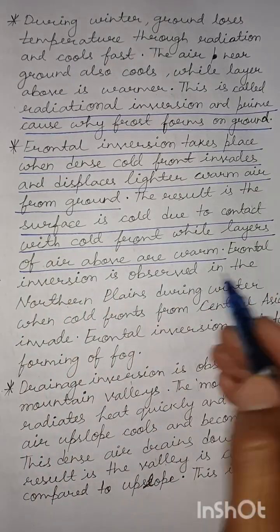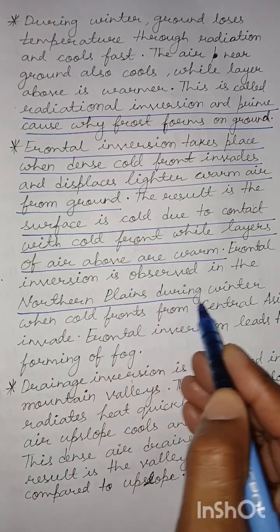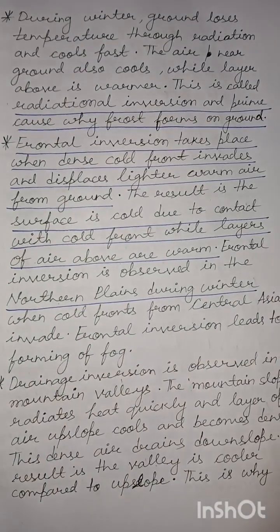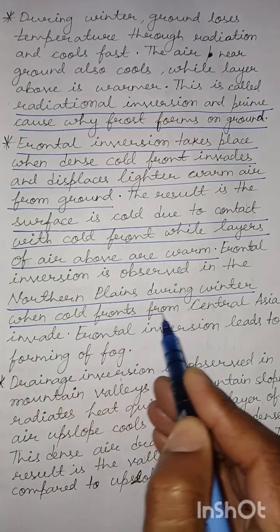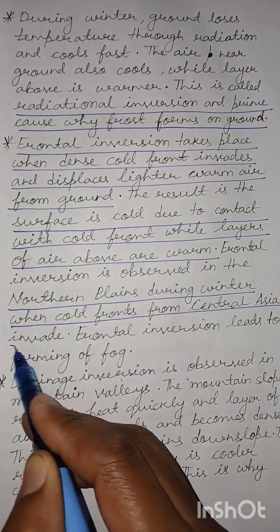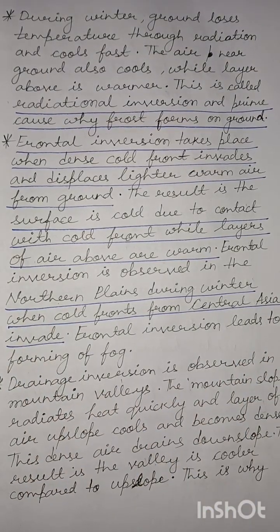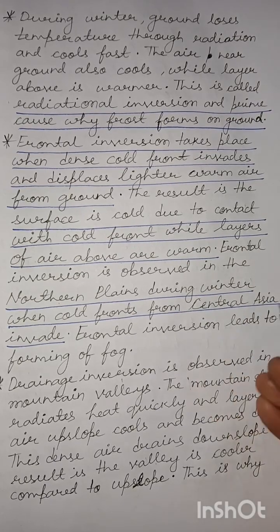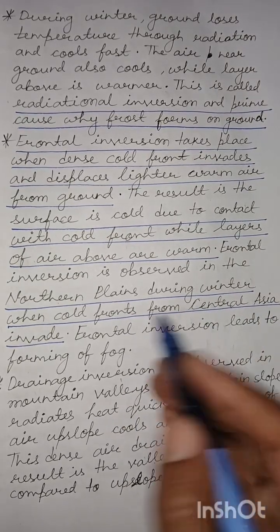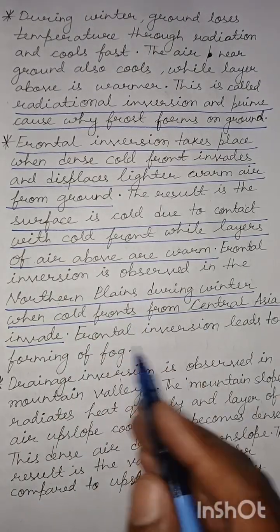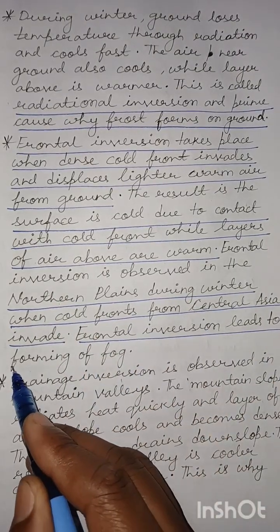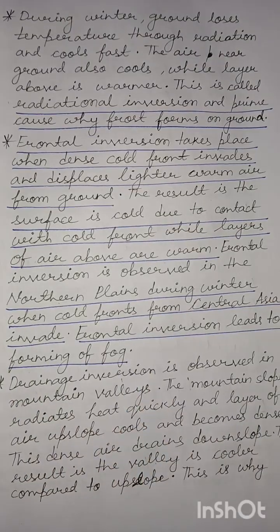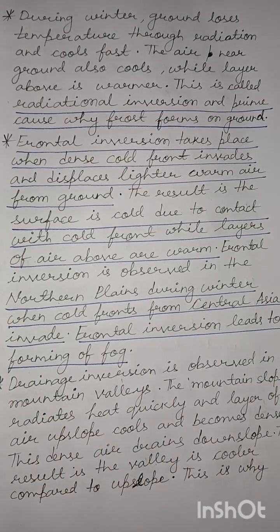Frontal inversion is observed in northern plains during winter when cold fronts from Central Asia invade. During the winter, what happens? The large masses of air, cold fronts, invade from Central Asia and come to the northern plains. Frontal inversion leads to the forming of fog. One of the consequences of frontal inversion is fog formation.